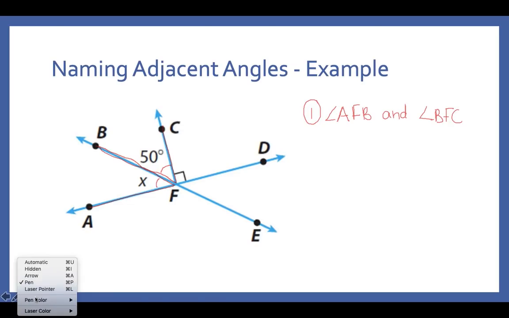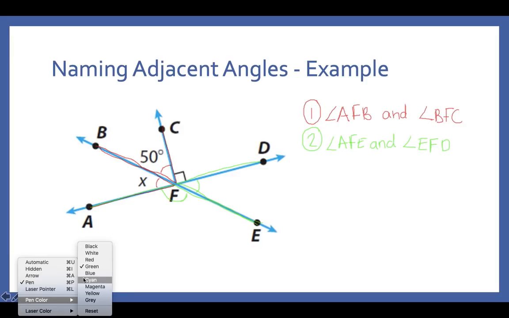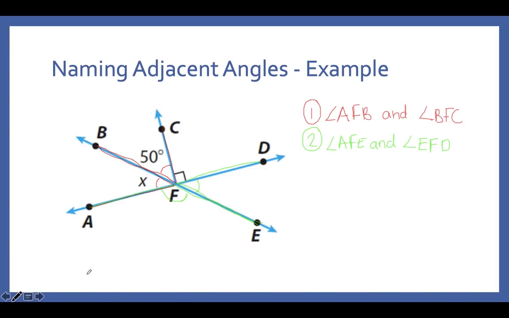Now there are other adjacent angles here. So let's just look at two more examples before we go on. Example 2, I could say that angle AFE is adjacent to angle EFD. So now I have this green arc. AFE and angle EFD are adjacent angles. So I want you to pause and think to yourself, what's another pair of adjacent angles? Now there's lots of possibilities, so I just want you to look and think about it.